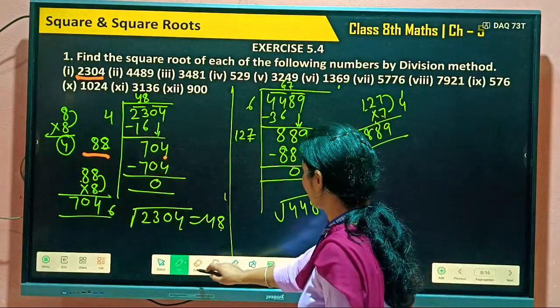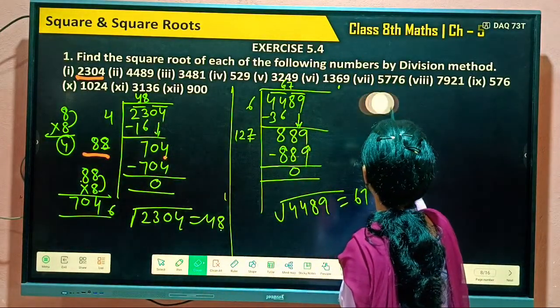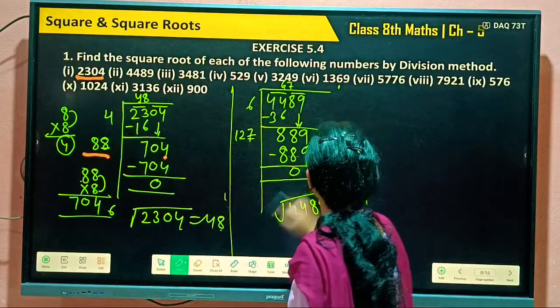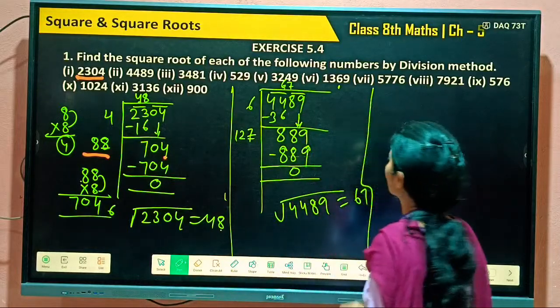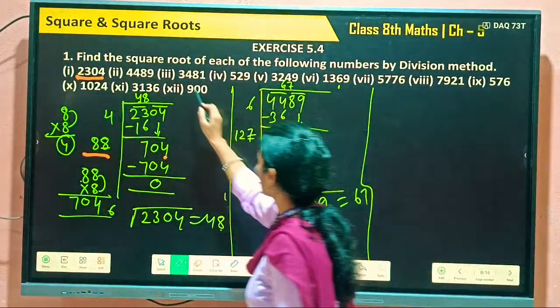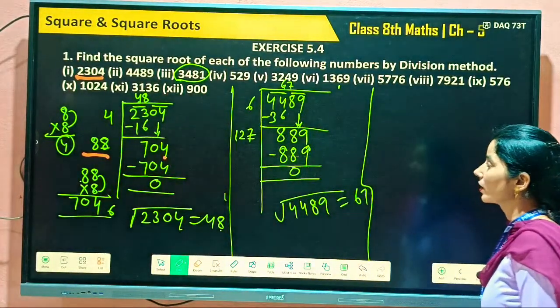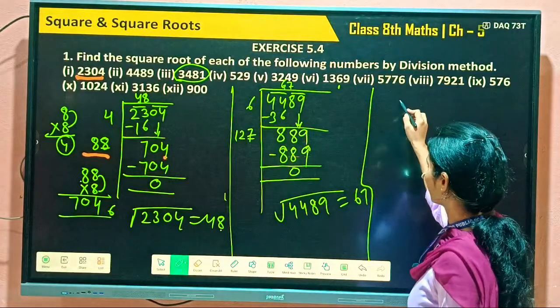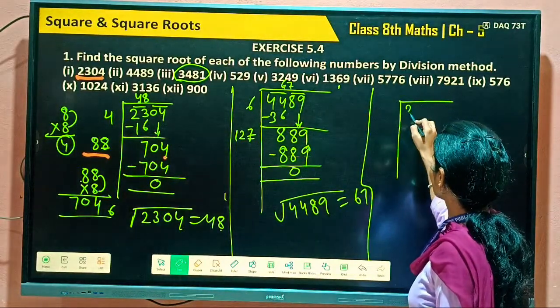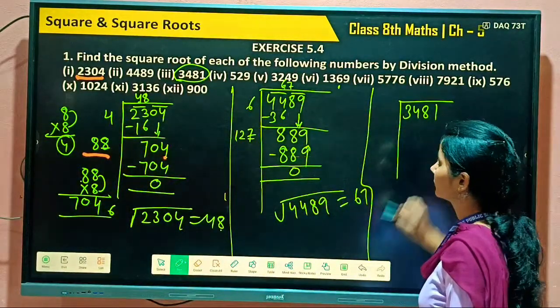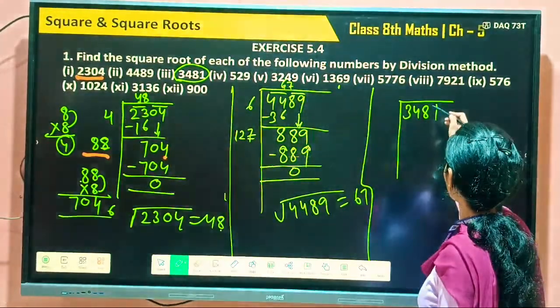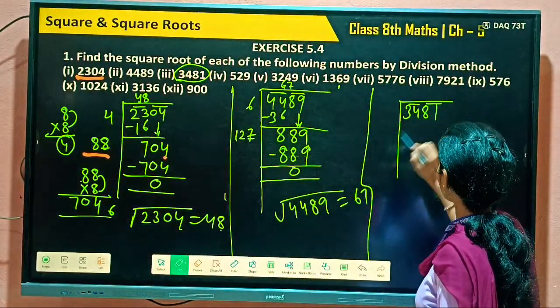What is the next part? The next part is 3481. Its square root we have to find out by the division method. Let us find out 3481. Pair 81 and then 34.